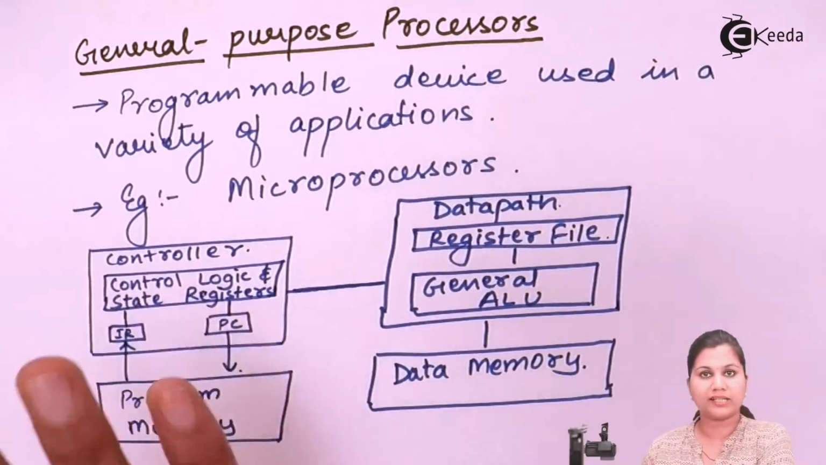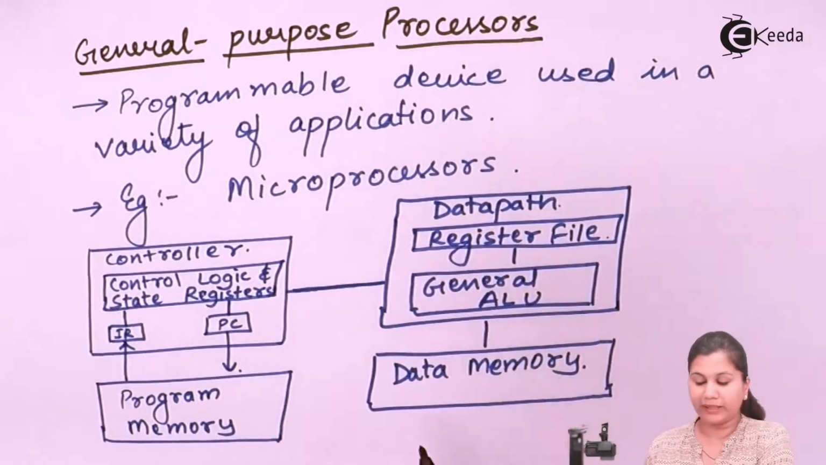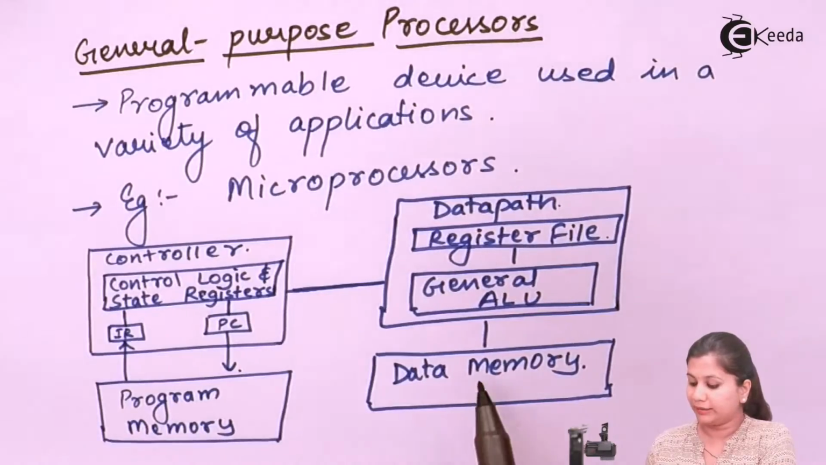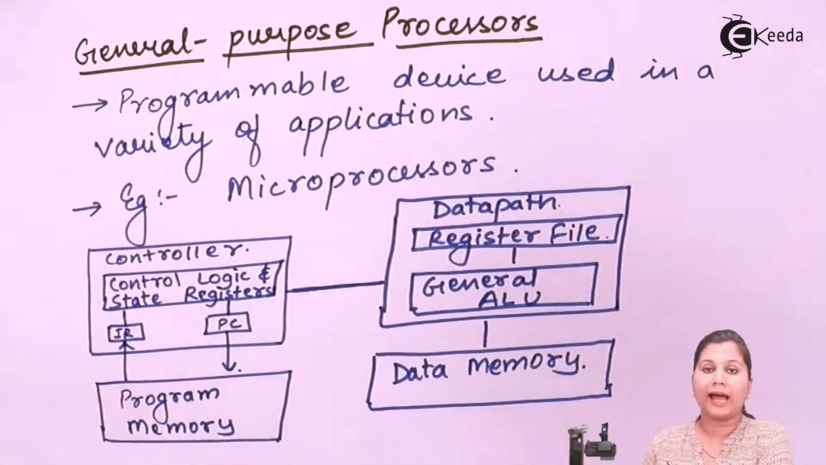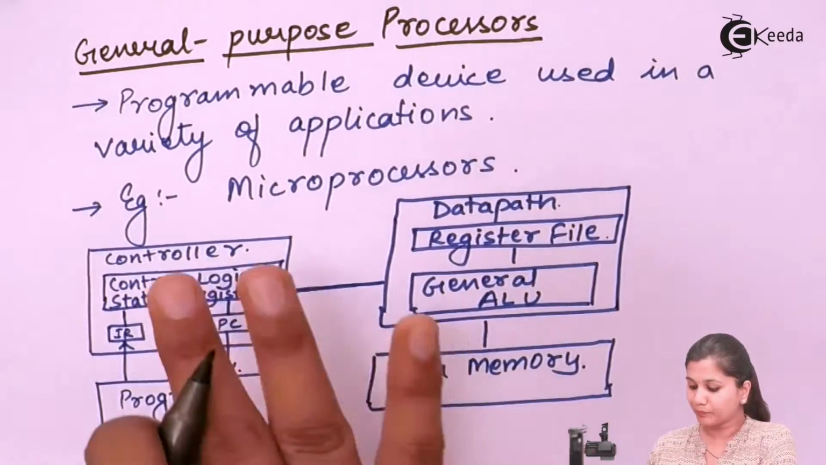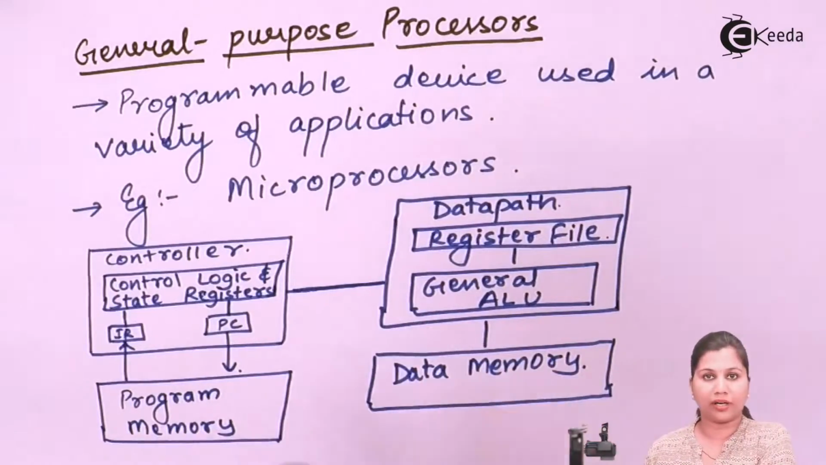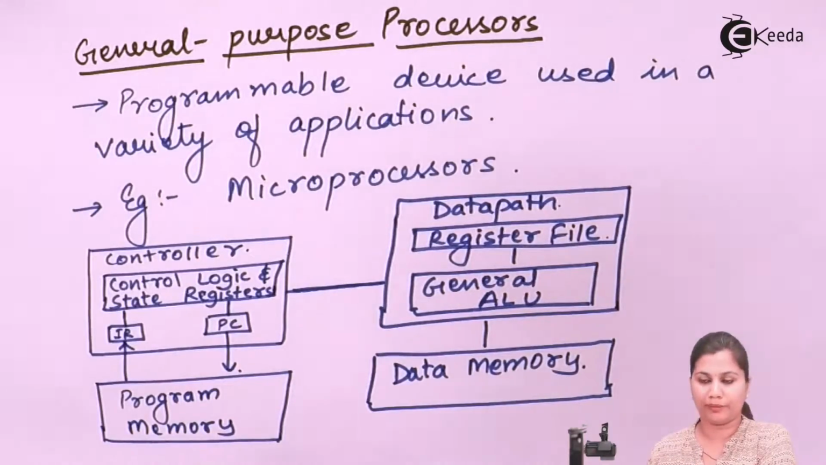Now when this controller is executing the program, it will need some data. This data will be provided from the data memory. Then on this data, the arithmetic and logical operations will be performed. Now these operations can be of any type, because we are developing the processor for generalized applications. At the time of manufacturing, we don't know for what application this processor or embedded system will be used. So we will use here a generalized ALU, arithmetic and logical unit, which can perform any type of operations.